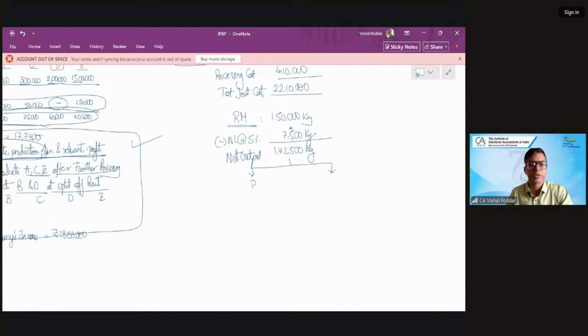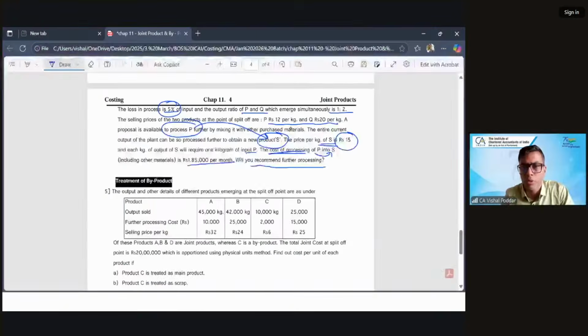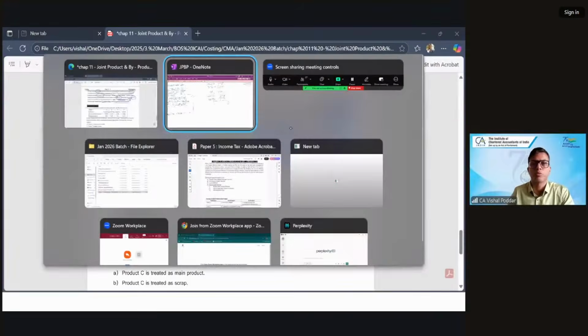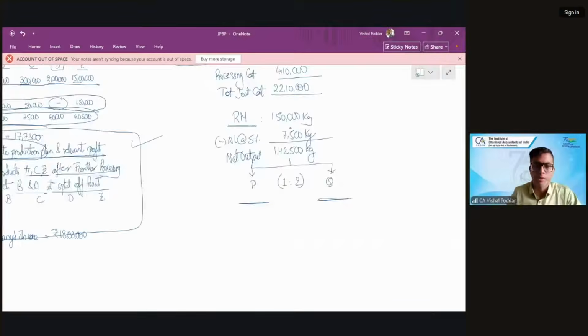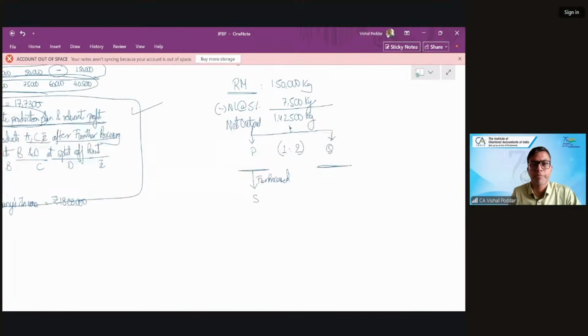Now this 142,500, P and Q will be manufactured in what ratio? 1:2. So when I divide this 142,500 in this ratio of 1:2, I will get the output quantities of P and Q. Now P is further processed to make another product S. And the quantity of P and S is the same because 1 unit of P will make 1 unit of S. Correct?